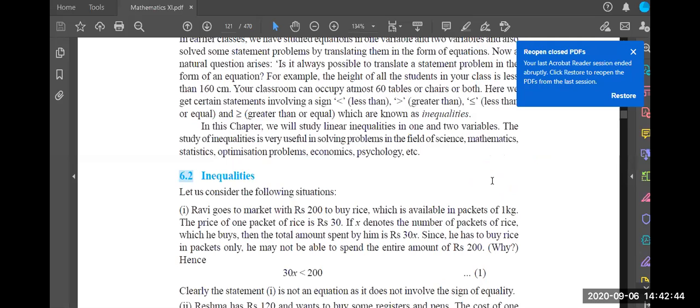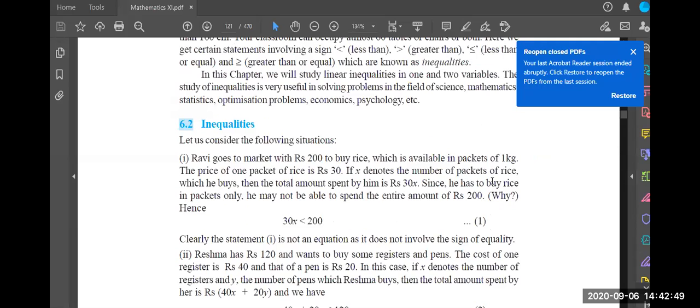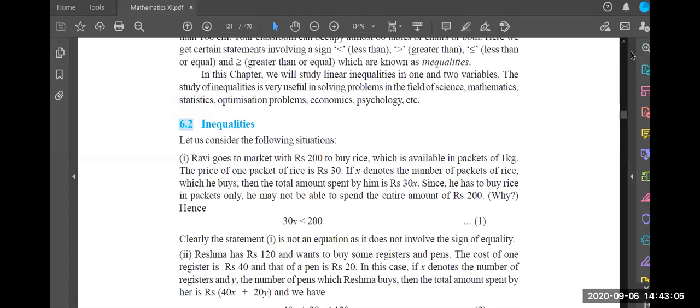Okay, now next, try to read the next problem. Reshma has 120 rupees and wants to buy some registers and pens. Everyone just go through this second case. It costs 40 rupees for a register and 20 rupees for a pen. So suppose the number of registers is x and the number of pens is y.